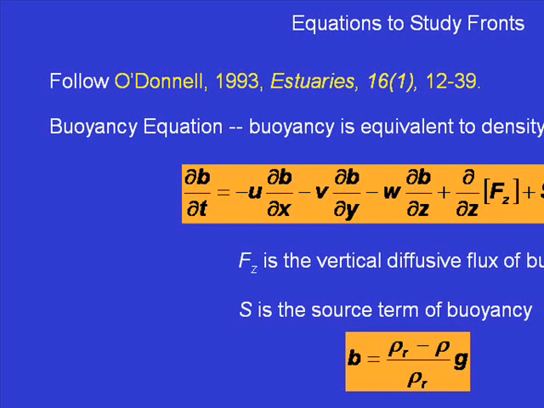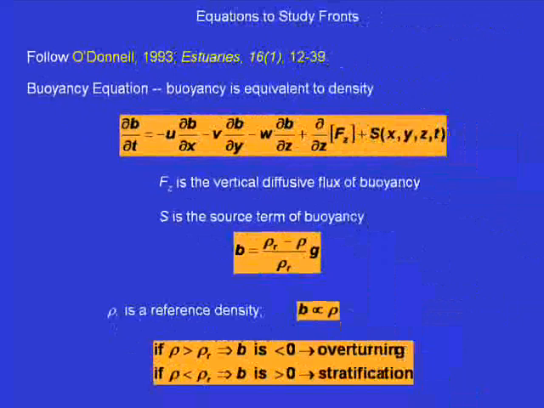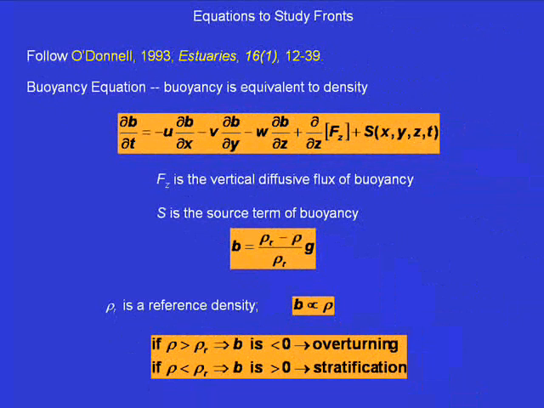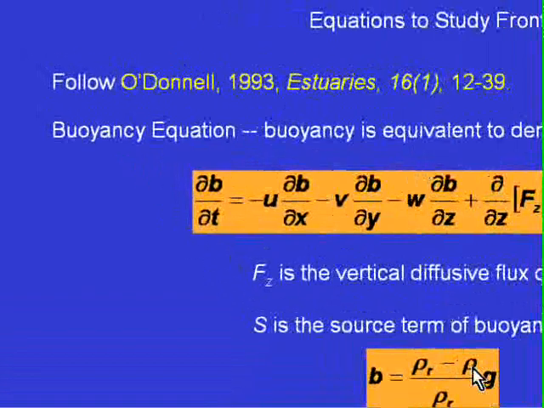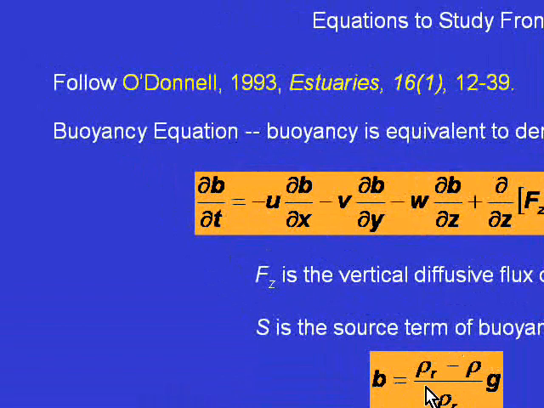Or the same thing when you have a cooling pulse or a cooling event on top of the surface of the water. It'll cool it down, so it'll make it denser, it'll overturn. And on the other hand, if the observed density is smaller than the reference density, this numerator will be positive, so you have positive buoyancy.